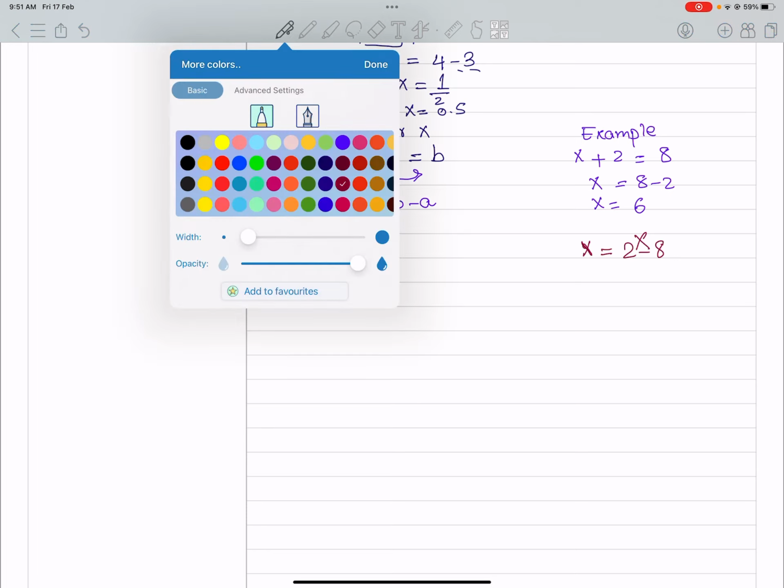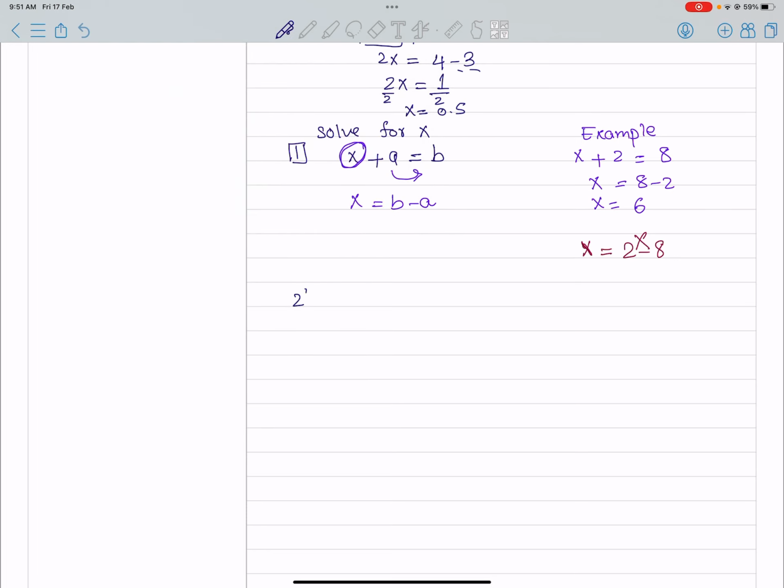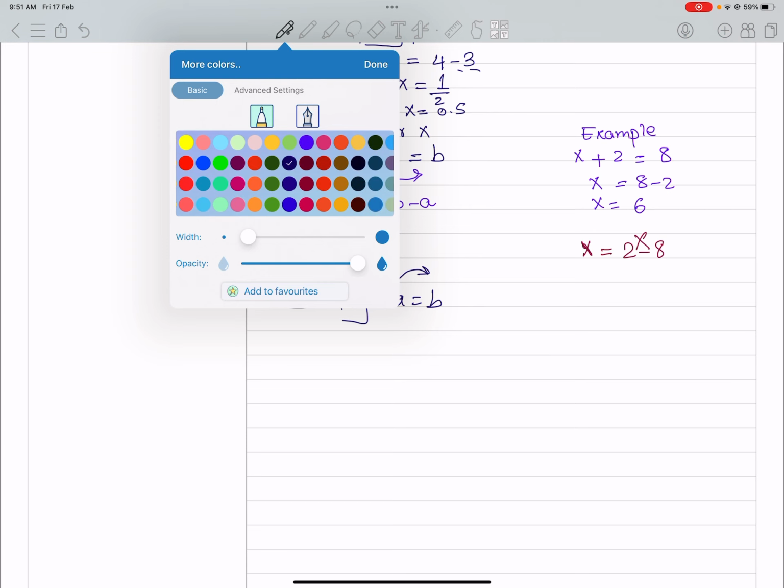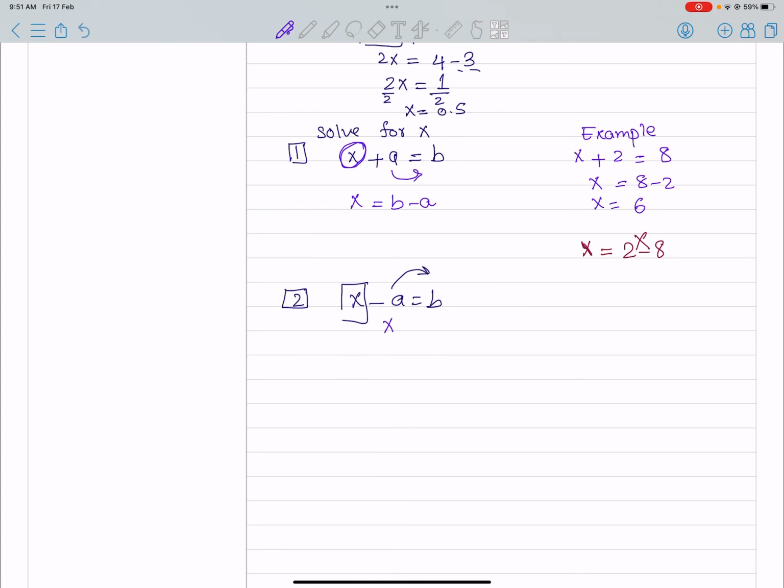And about number two, if you have, for example, x minus a is equal to b, so we will take a to another side by the different sign. There it is negative, so when you take it to another side, it will be positive. So it will be x equal to b plus a. For example, if you have x minus 8 is equal to 3, take it to another side. So x will be equal to 3 plus 8. So x is equal to 11.